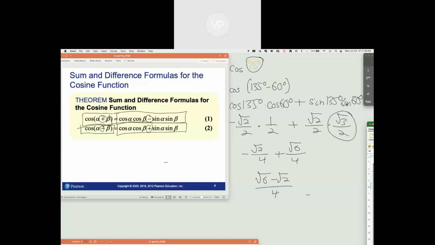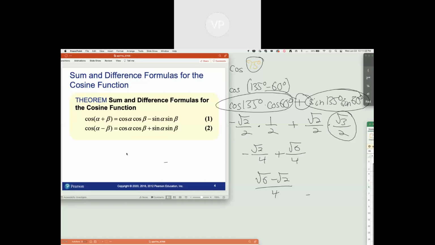So yes, in the cosine formula, it's a pair of cosines and a pair of sines, and then the sign in between is the opposite of what you had originally. Whether it was a plus, it then becomes a minus, or a minus becomes a plus. Okay, so now let's look at the next formula.